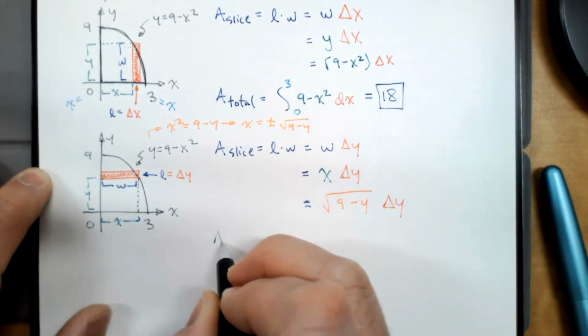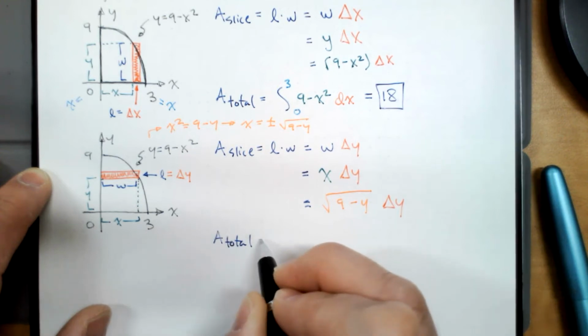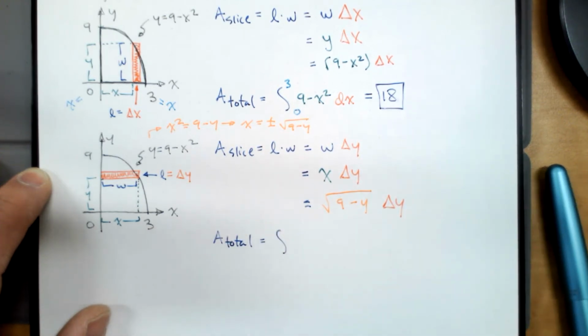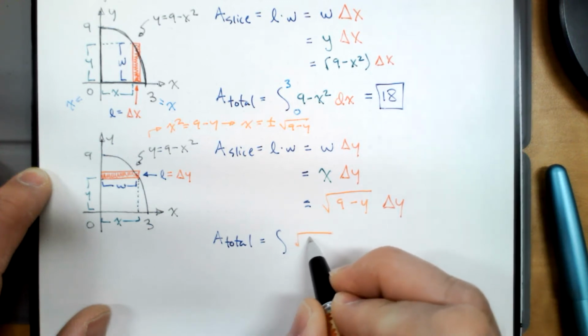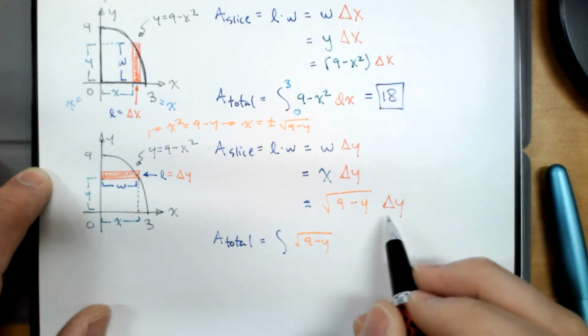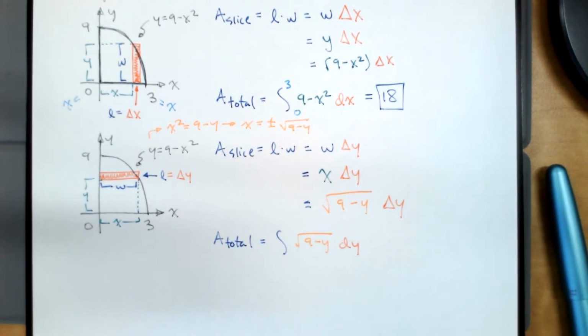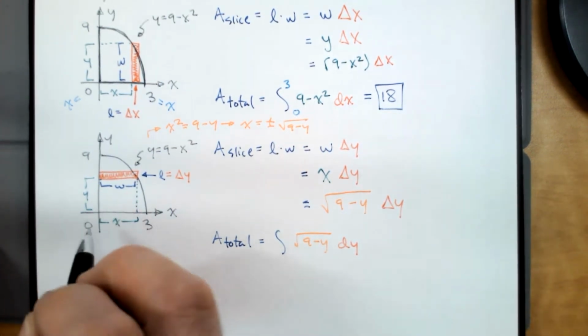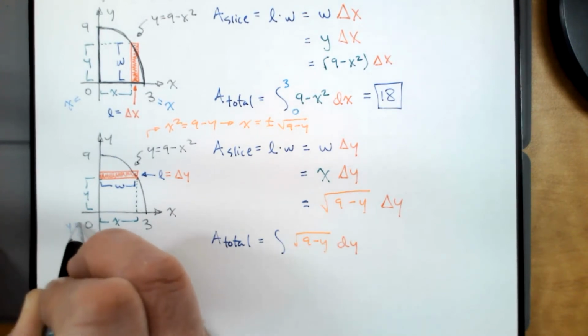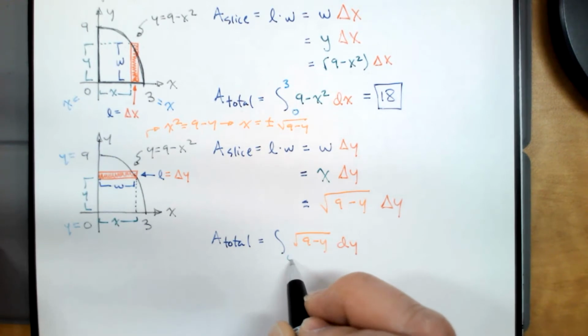And so our total area, we're going to integrate the function square root of 9 minus y. Our discrete delta y becomes a continuous dy. And now we got to add up all of these rectangles, every time we multiplied square root of 9 minus y times delta y, for all the y values that we had a sheet of paper in our stack of infinitely thin paper. So for each y value, we have this height. So we have to integrate over the y value. So y equals 0 to y equals 9.